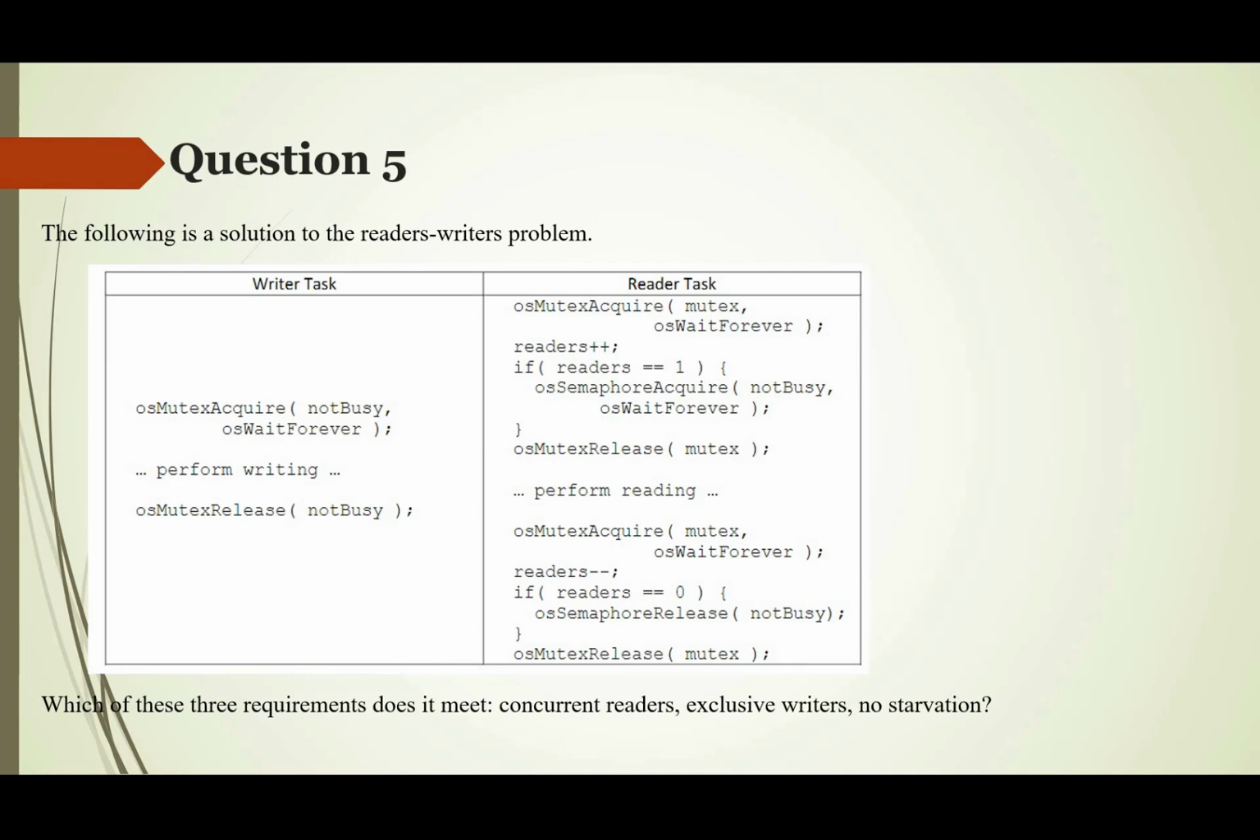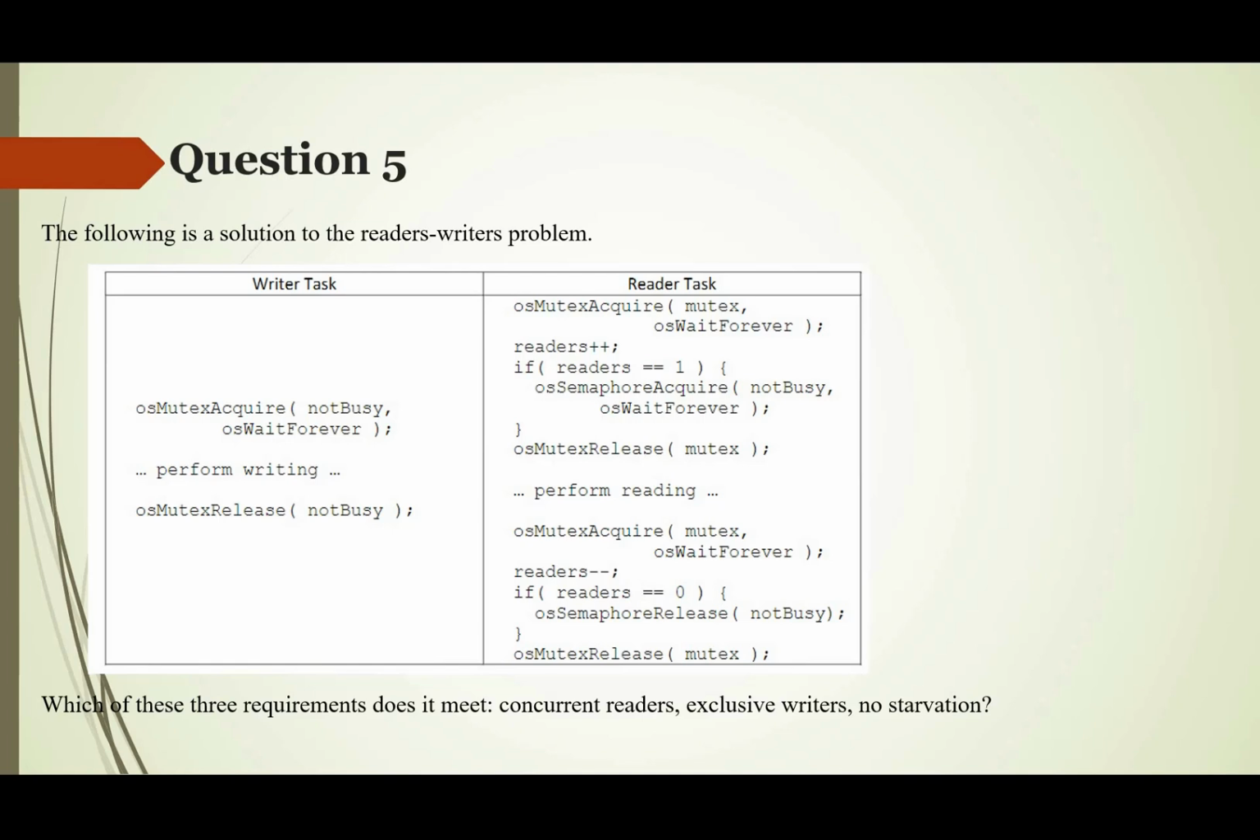Do we have exclusive writers? For sure, because the reason that we have the mutex acquired on not busy is that we are going to have exclusive writers. When a writer task is performing writing, no reader task can go ahead, because there is a mutex on that to protect this variable, right?